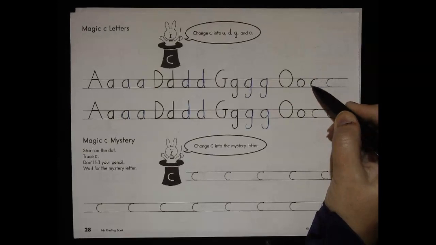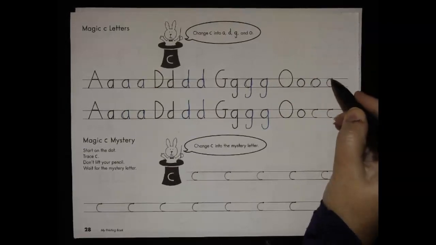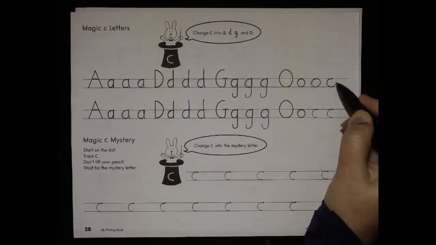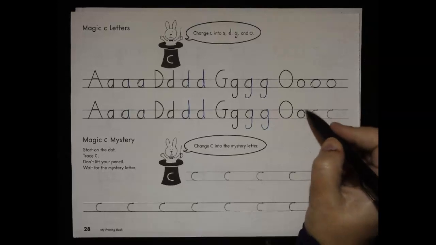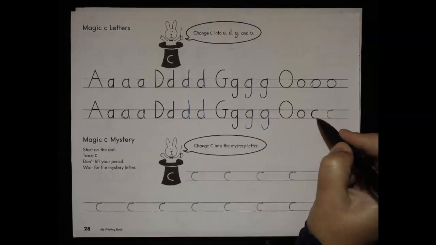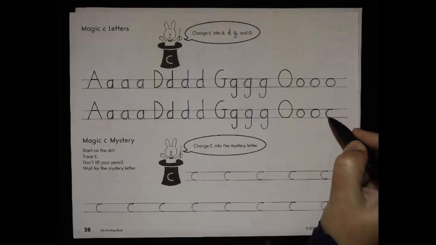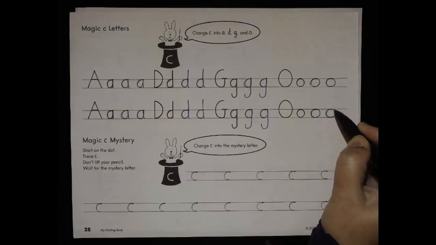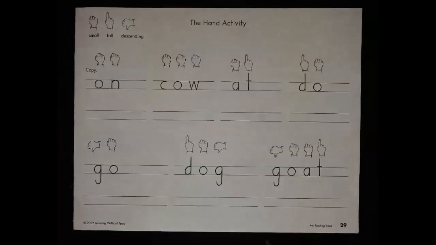All right, last one is just our O. Start with your C, curve up and around. Let's do these two more. Start with your C, curve up and around. Good. One more. Start with your C, curve up and around. Good. All right, go ahead and turn the page to page number 29.